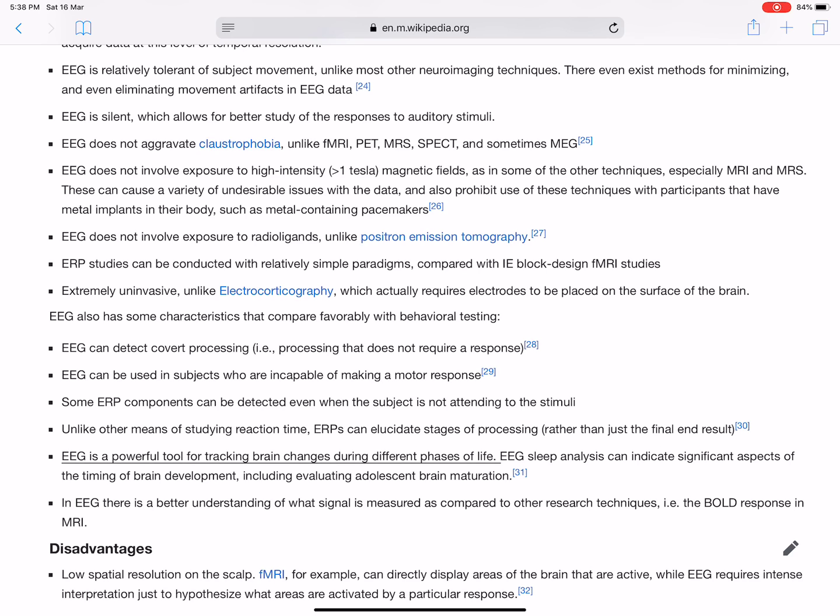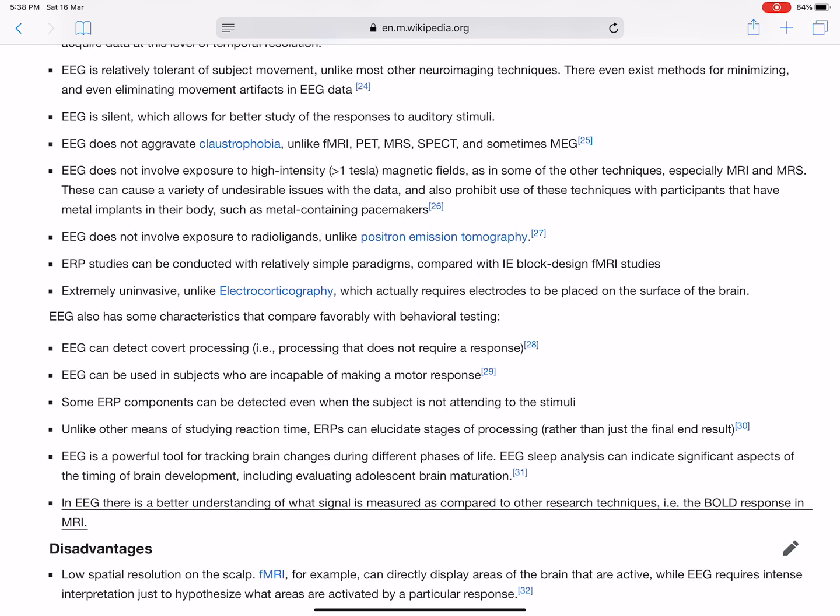EEG is a powerful tool for tracking brain changes during different phases of life. EEG sleep analysis can indicate significant aspects of the timing of brain development, including evaluating adolescent brain maturation. In EEG, there is a better understanding of what signal is measured as compared to other research techniques, i.e. the BOLD response in MRI.